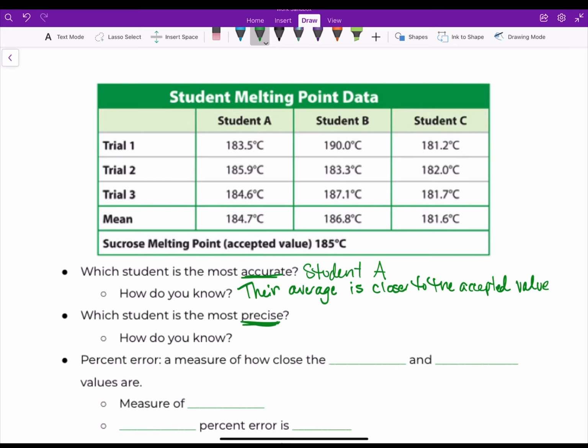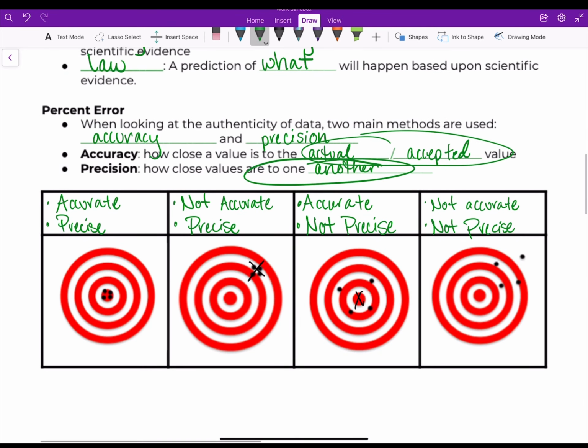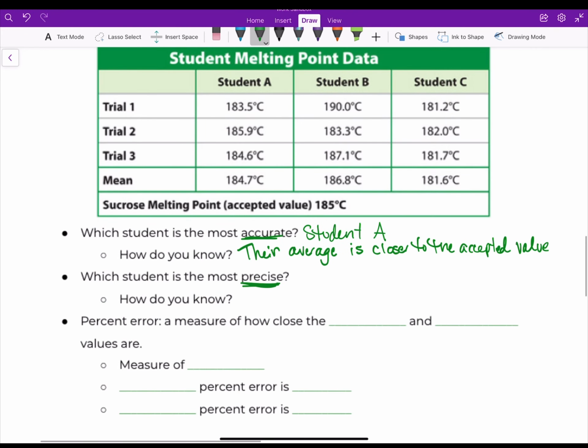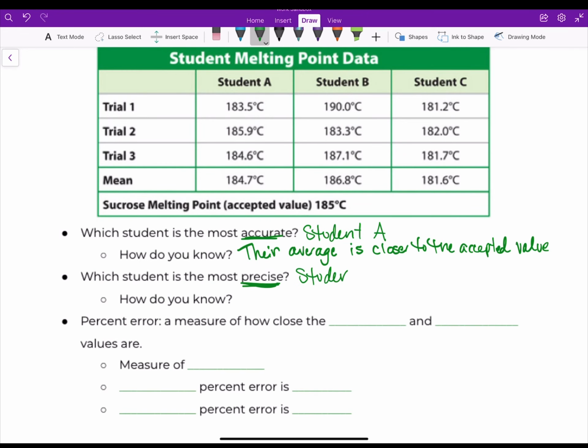Now we want to look at precise. When we look at precise, we're going to be looking at the trials and seeing how close their values are to one another. So pause the video and see if you can figure out which student is the most precise. Okay, student C is the most precise student. And that's because their three trials are the closest together. If we look at the range of the data for student C, they have the smallest range of data.